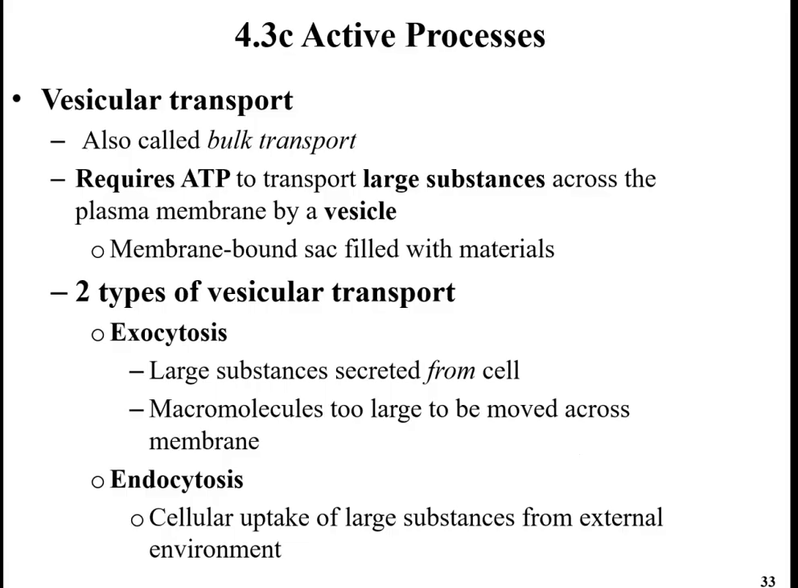Next, there's vesicular transport. This is an active process that's also called bulk transport. It requires ATP to transport large substances across the plasma membrane by means of a vesicle. And a vesicle is a membrane-bound sac filled with materials. There's two types of vesicular transport. There's exocytosis. This is large substances being secreted from the cell. For instance, macromolecules that are too large to be moved across the membrane. And then there's endocytosis. This is the cellular uptake of large substances from the external environment.